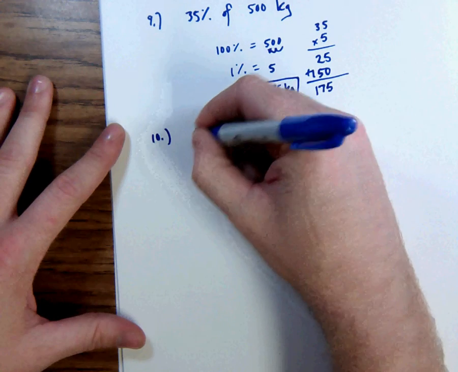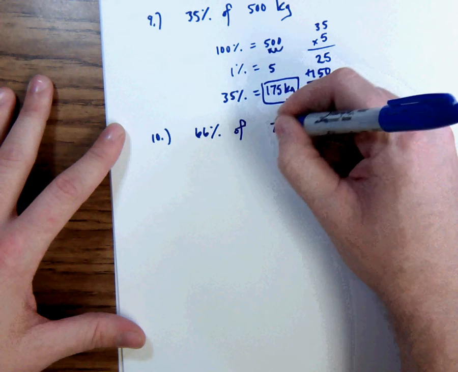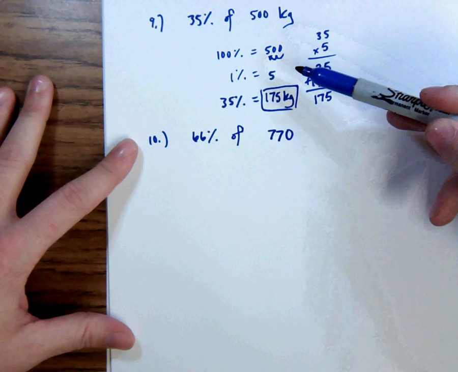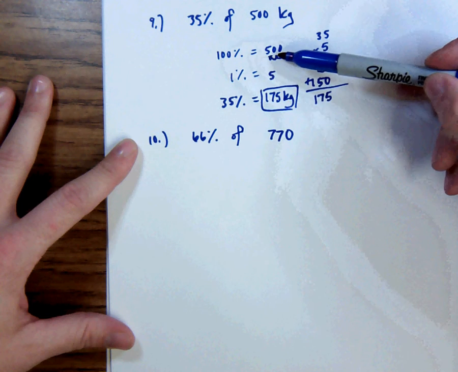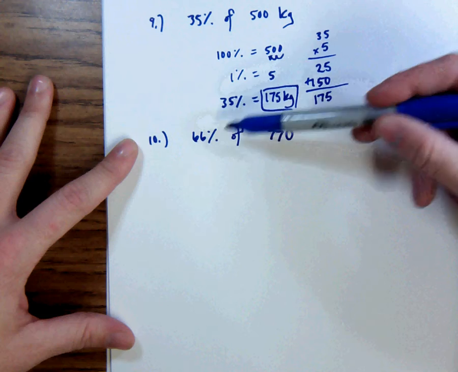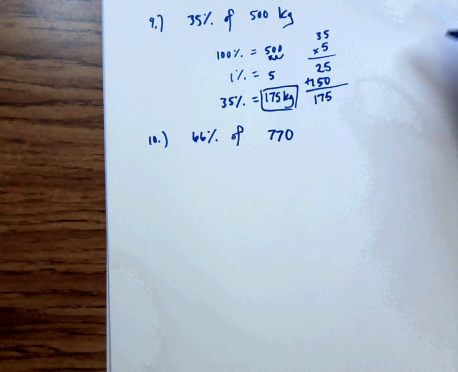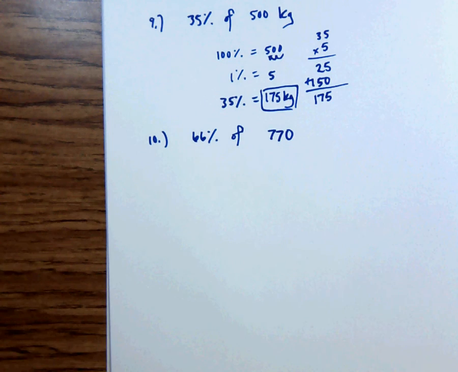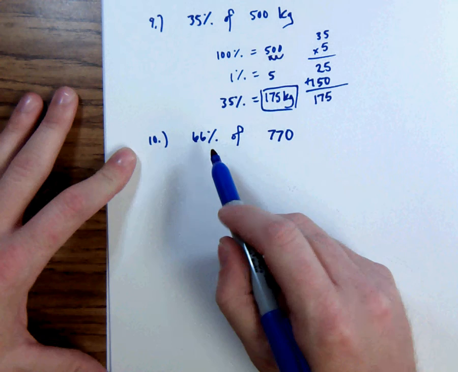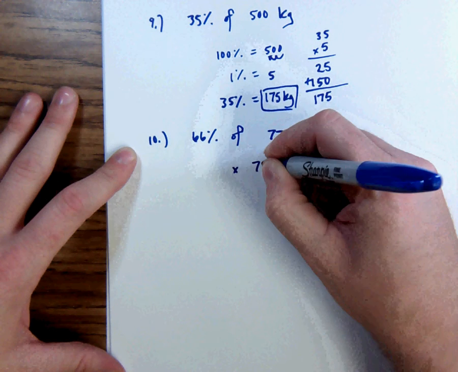Number 10 works the same way, different numbers. We want to find 66% of 770. And I'm going to show you a different way to do this one. This way would work the exact same way. We would say 100% is equal to 770, 1% is equal to 7.7, and 66% is equal to 66 times that 7.7. I know I didn't write that down, but it could work the same way as this one.